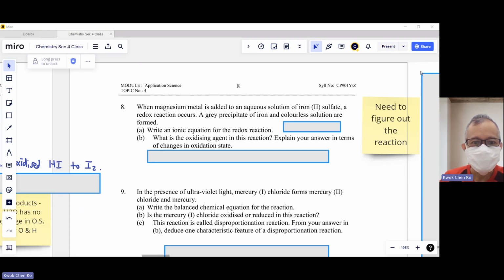Mg increases oxidation state, so it's oxidizing. So it's Mg that oxidizes. And also FeSO4 is the oxidizing agent, right? Which one is the oxidizing agent? FeSO4.